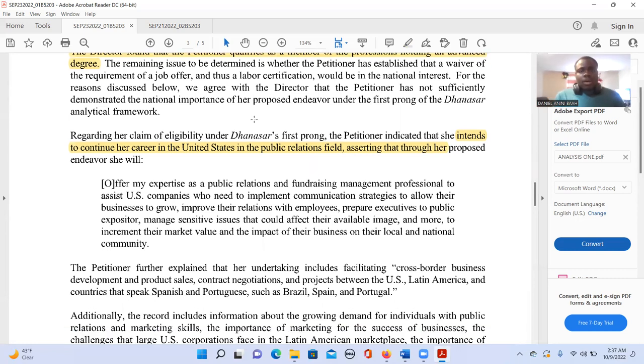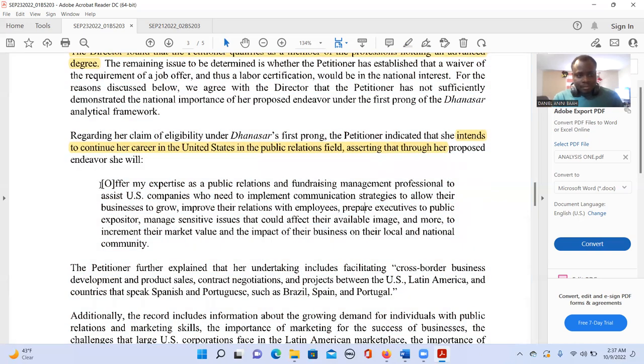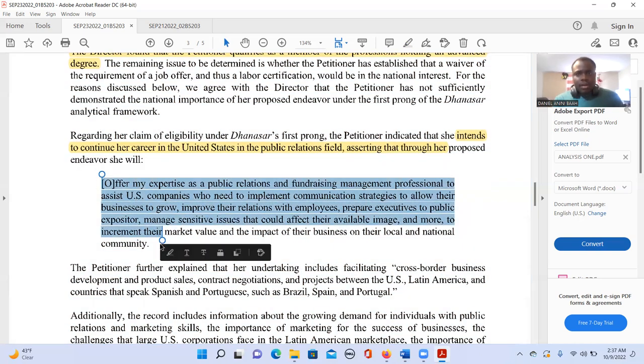That is the problem. Now, regarding the claim, the petitioner indicated that he intends to continue his career in the United States in the public relations field, asserting that through his proposed endeavor, he will offer his expertise as a public relations and fundraising manager, to assist US companies who need to implement communication strategy to allow their business to grow, improve their relations with employees, prepare executives for public exposure, and manage sensitive issues that could affect their management.